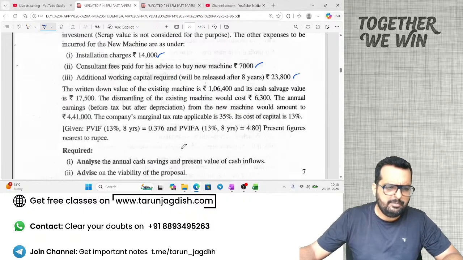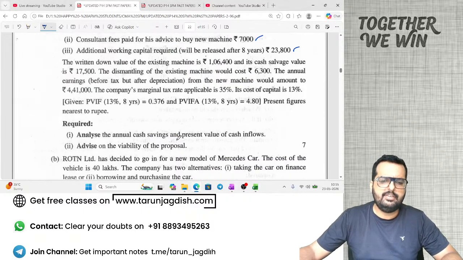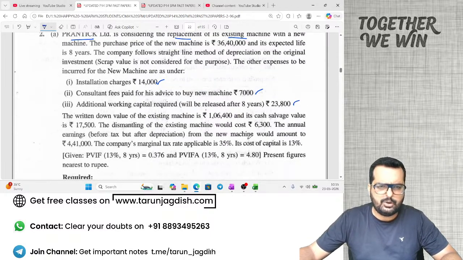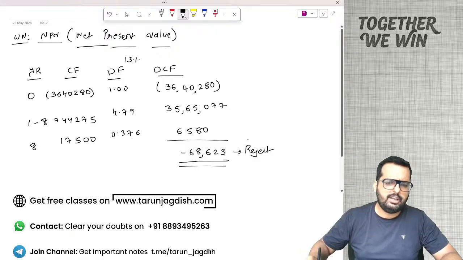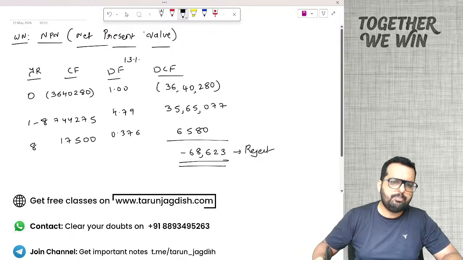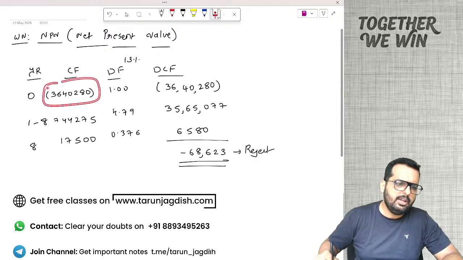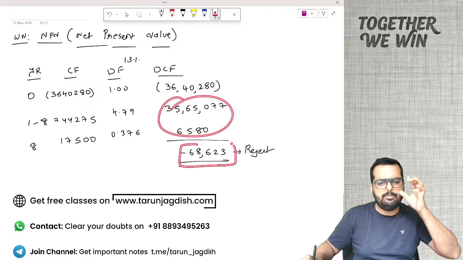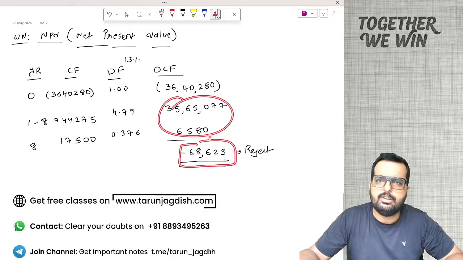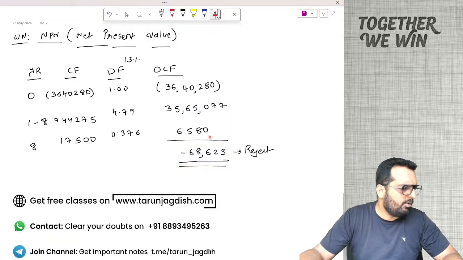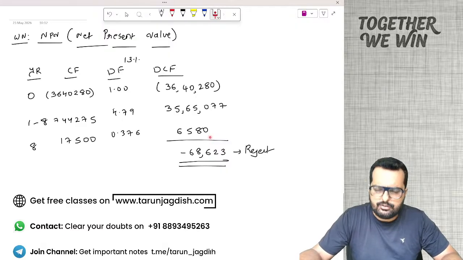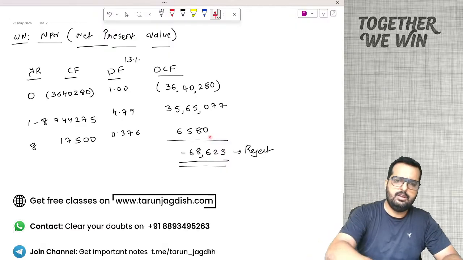That's all. They haven't given anything else over there. What is the question asking? Annual cash savings and present value of cash inflows is what they are asking. Friends, the answer has gone in a different route. I think we have done it more correctly. We have got the NPV. You spent 36 lakh today. Then from year 1 to 8, you get this kind of an answer. So your NPV becomes negative. So if it's negative means what? Should I replace the machine? Yes or no? The answer is no over here, friends. So we are done with this question also.